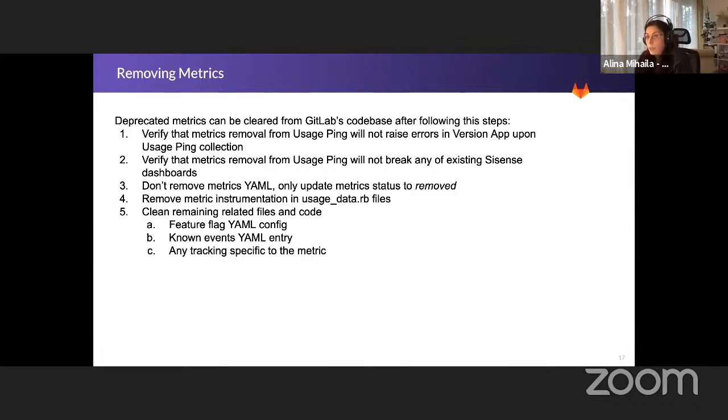After that, we can clean the code related to the metrics, any remaining YAML files for feature flags or known events, or any tracking specific to the metric. We're not going to remove the definition because we want to keep the information for historical reasons. What we want to do there is update the status of that specific metric with a removed status.